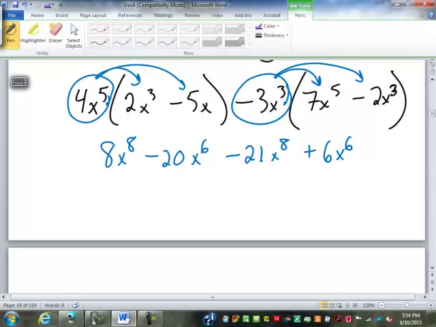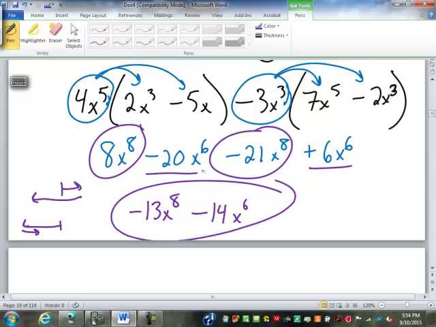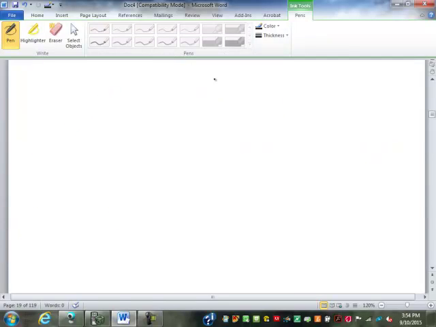Perfect. Now what can we combine? 8x to the eighth and negative 21x to the eighth makes a negative 13x to the eighth. Positive 8, negative 21 is a negative 13. Negative 20x to the sixth and positive 6. Negative 20, positive 6 leaves us at negative 14x to the sixth. What do you think? Good stuff? Okay.